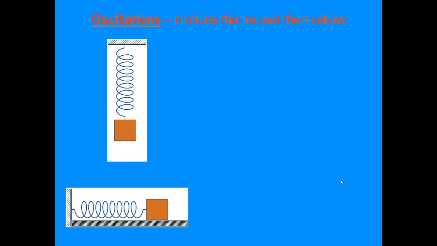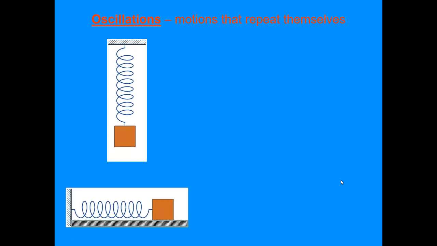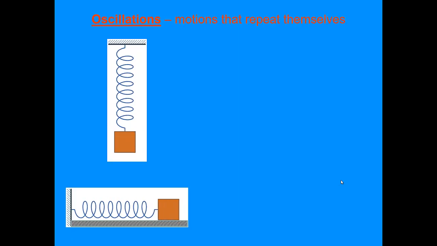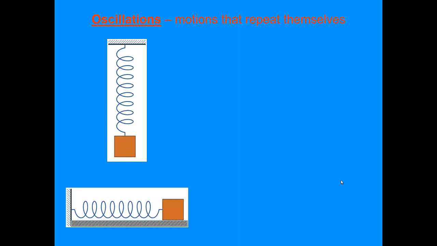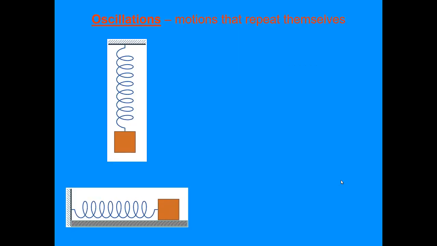These might be masses on springs or pendulums, or even the orbit of a planet around the sun. Right? Anything that repeats its motion over and over. And we're going to look at some specific kinds of oscillators within this unit. But as we do that, there's a couple of ways that we describe oscillators, and that has to do with the timing of them.